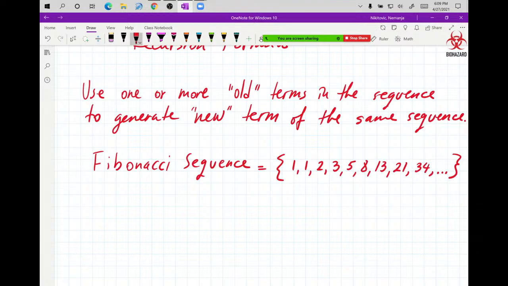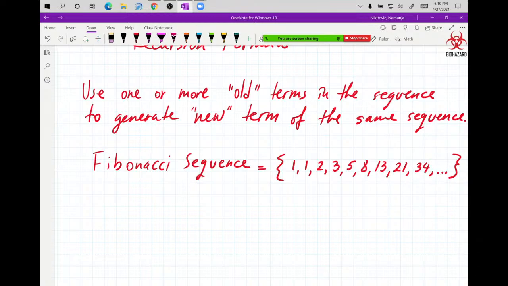Now, please observe that at any point in a sequence, pick any two consecutive numbers. When you add them together, you get the next number. So let's say you picked 8 and 13. 8 plus 13 is 21, which is the next value. Pick 3 and 5. Next one is 8. 1 and 1. Next one is 2. You can tell me what the next term is. If you pick 21 and 34, next number is 55.